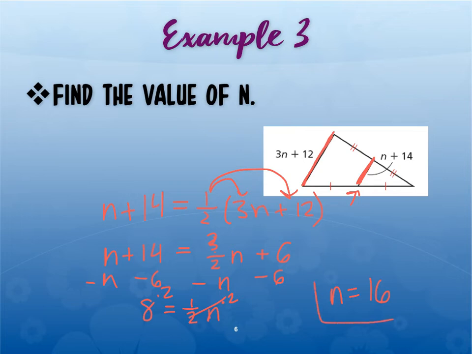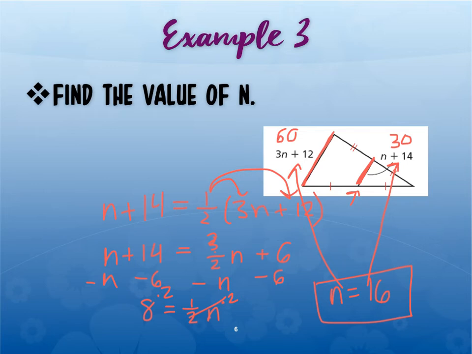Perfect. We can plug n back into these two just to test and see if we did this problem right. So what's 16 times 3 plus 12? Awesome, 60. What's 16 plus 14? 30. So our midsegment's half of the side of the triangle, so we did it right. Good job, guys. Okay, last example.